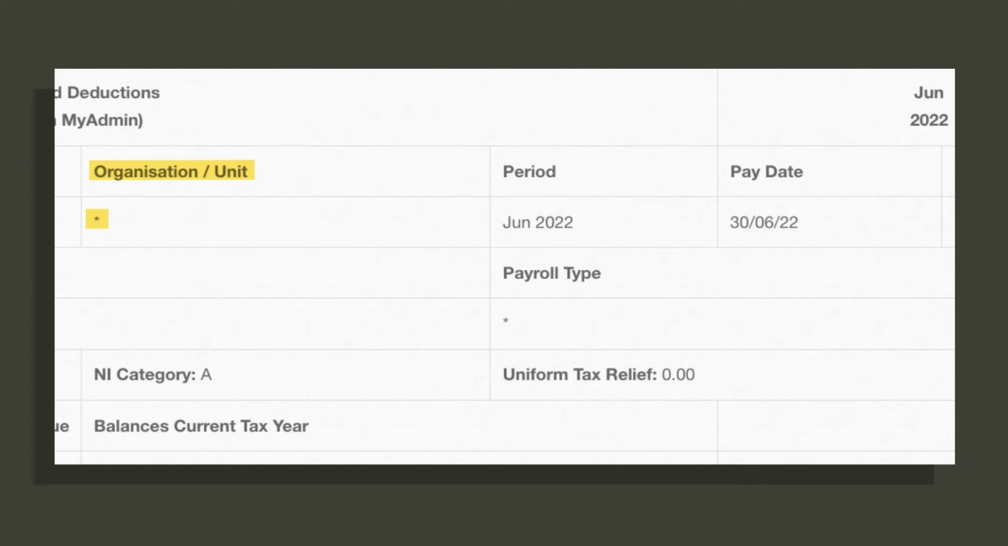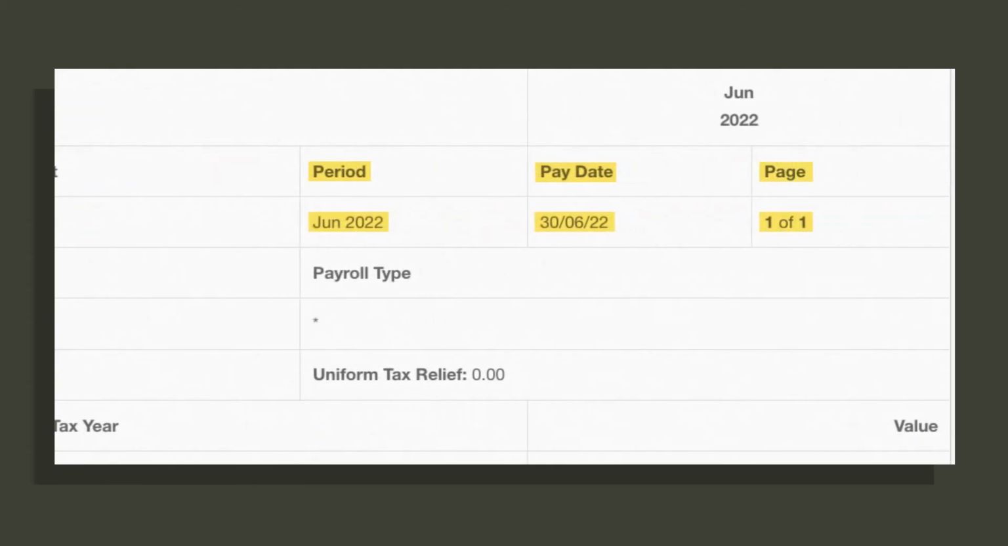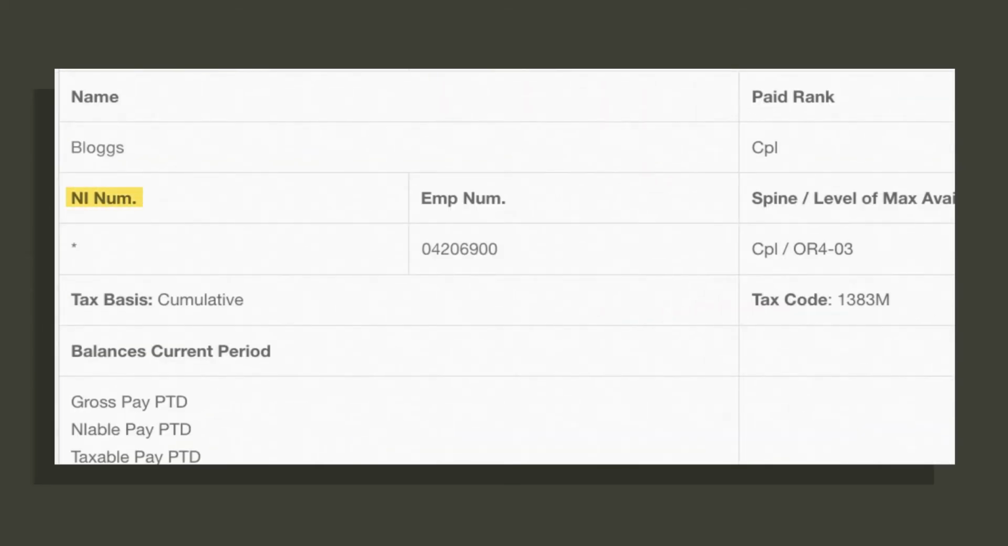Moving down, the next line is pretty straightforward as it's your name, rank, unit, which like mine might have an asterisk in it, and that just means as recorded on JPA. There is also the period which you are being paid for, the date of payment, and the page number. Depending on how many deductions or allowances you have, you might see you have more than one page. Next down is your national insurance number, which might also have an asterisk instead of the number. This is unique to you and is used to make sure the national insurance contributions and tax that you pay are recorded against your name only.